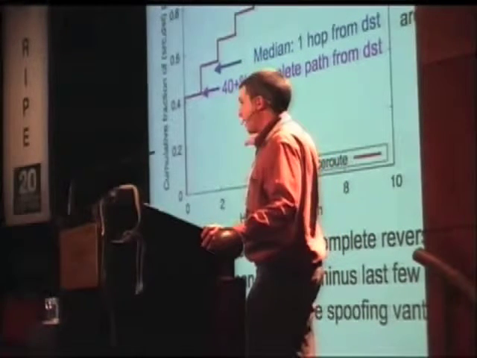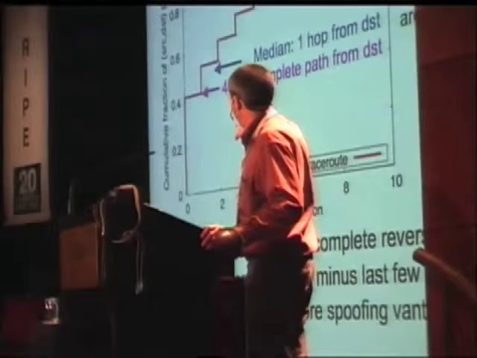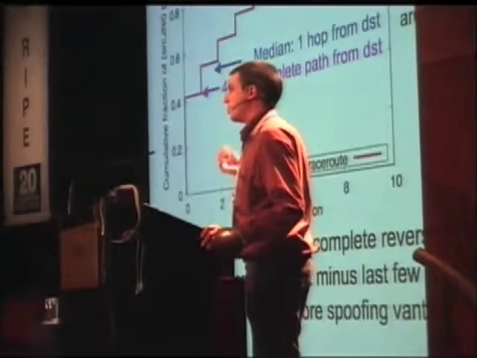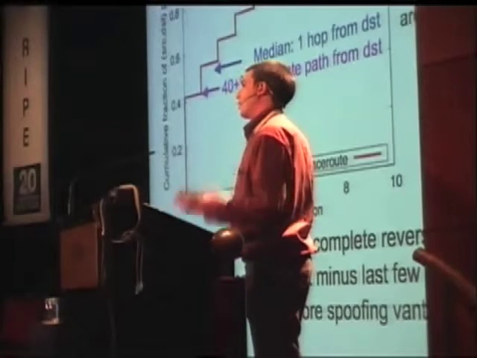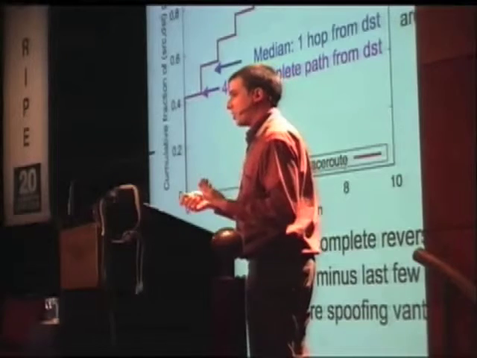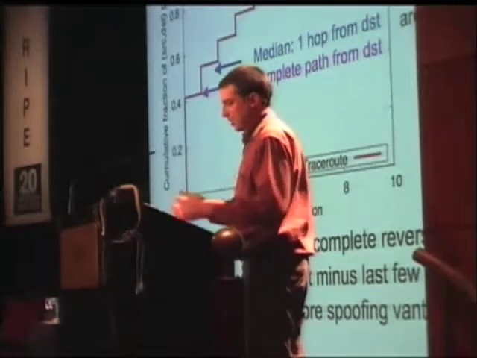So we see that in just over 40% of the cases, it's the purple point there, we have a value of 0, which means we didn't have to assume any symmetry. We were able to measure a complete reverse path. In the median, we have the blue point. We have to assume the first hop was symmetric, and we were able to measure a reverse path the rest of the way back.